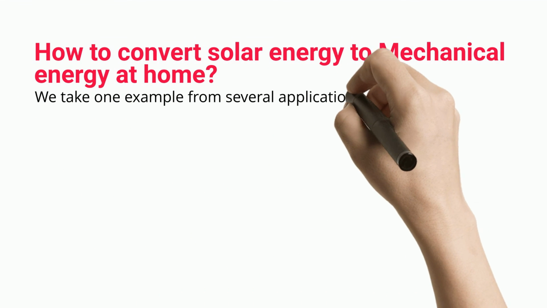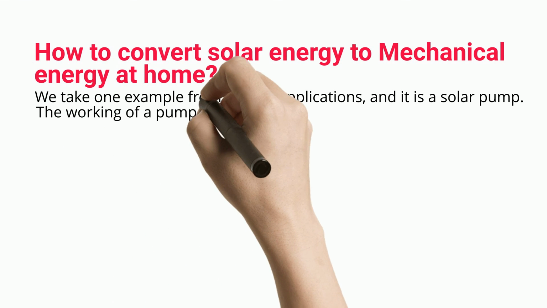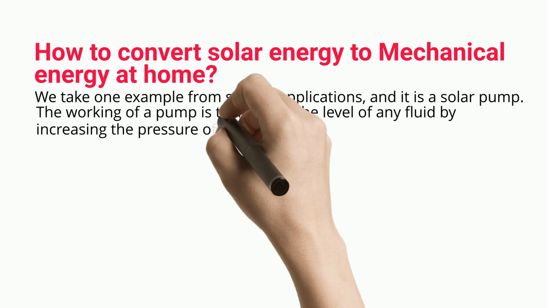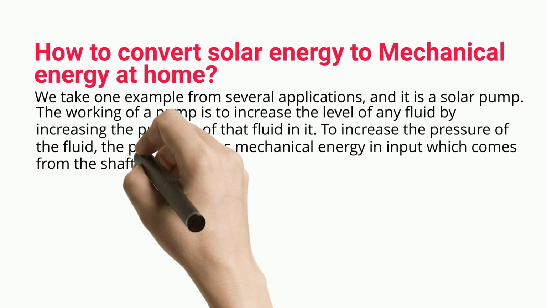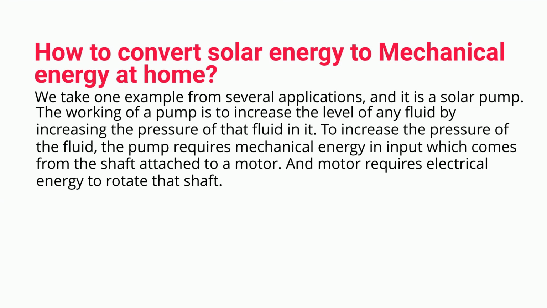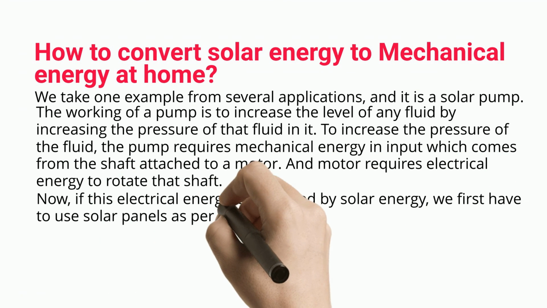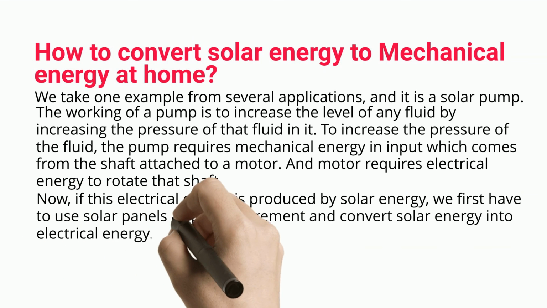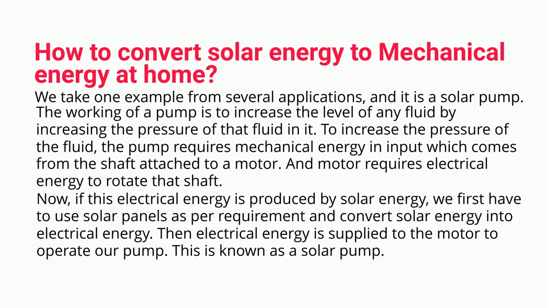We take one example from several applications, and it is a solar pump. The working of a pump is to increase the level of any fluid by increasing the pressure of that fluid in it. To increase the pressure of the fluid, the pump requires mechanical energy as input, which comes from the shaft attached to a motor. And the motor requires electrical energy to rotate that shaft. Now, if this electrical energy is produced by solar energy, we first have to use solar panels as per requirement and convert solar energy into electrical energy. Then electrical energy is supplied to the motor to operate our pump. This is known as a solar pump.